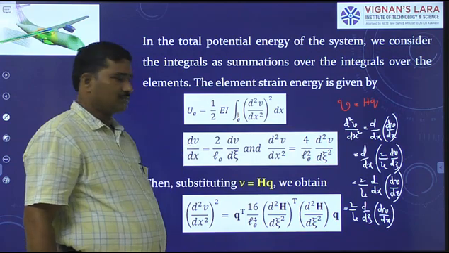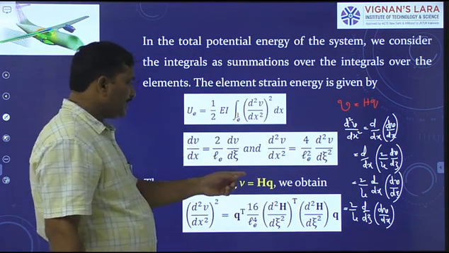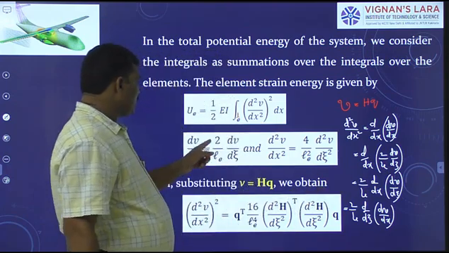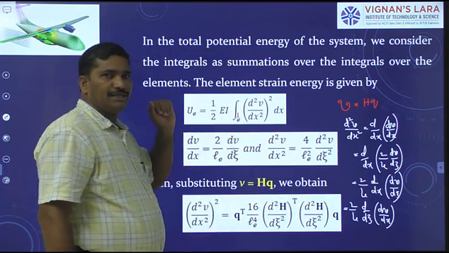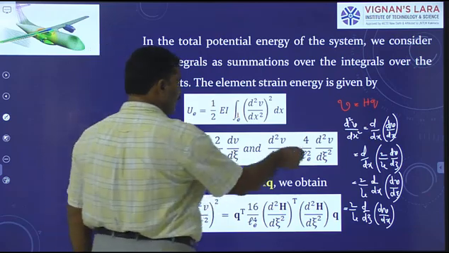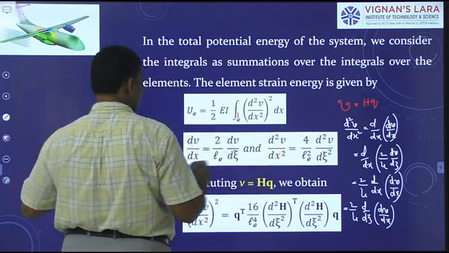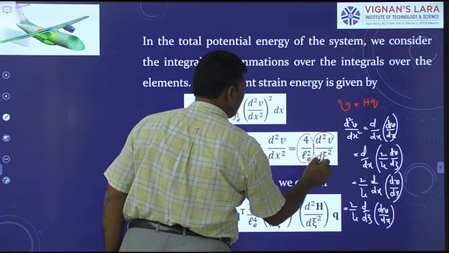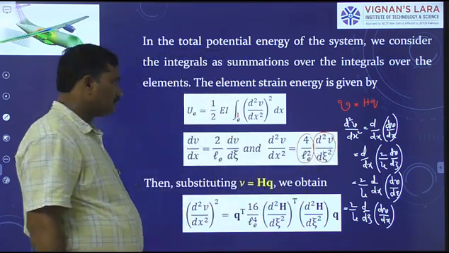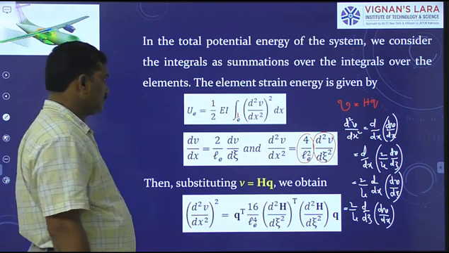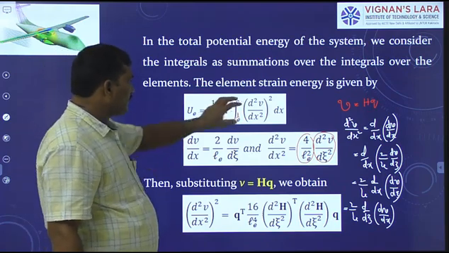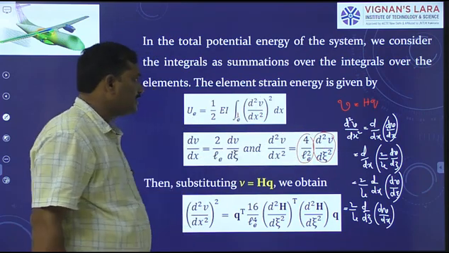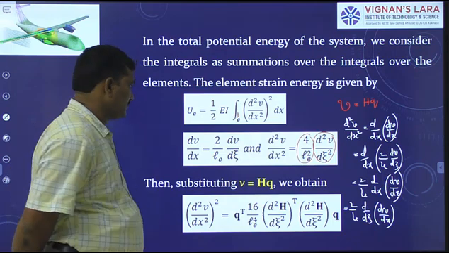I can write like this. Therefore, 2 by LE into d by dj of, what is dV by dx again? 2 by LE into dV by dj. Therefore, you get 4 by LE square into d square V by dj square. Okay? Now, in place of d square V by dx square, I can put this 4 by LE square into d square V by dj square.